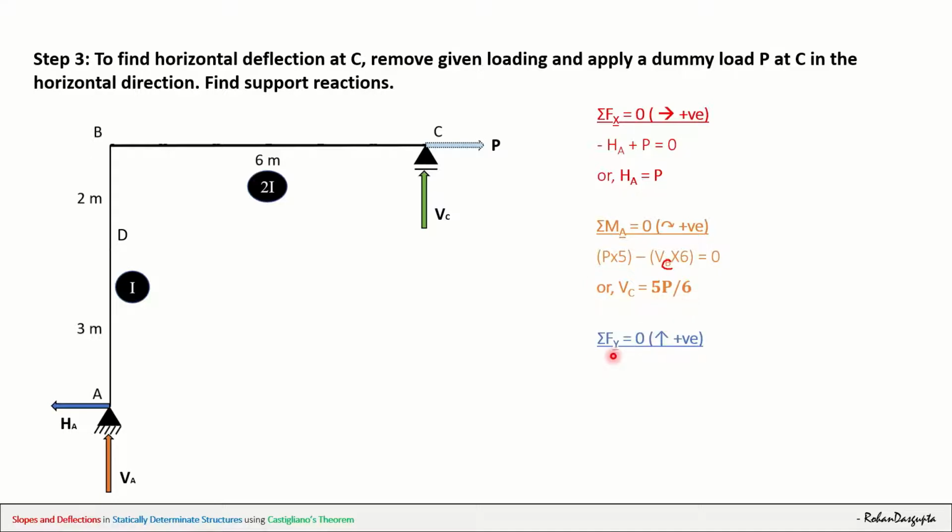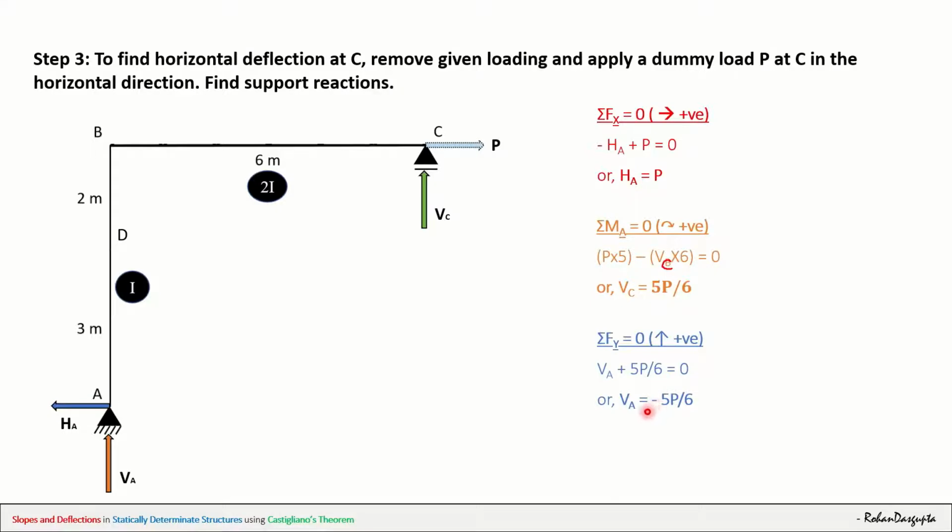And lastly, if I do summation of Fy equals 0, VA plus VC, now we note the value of VC is 5P by 6, equals 0. So VA is equal to minus 5P by 6. Pay attention here. HA is equal to P. Now, the value of HA is coming as positive. The value of VC is also coming as positive, but the value of VA is coming as negative.